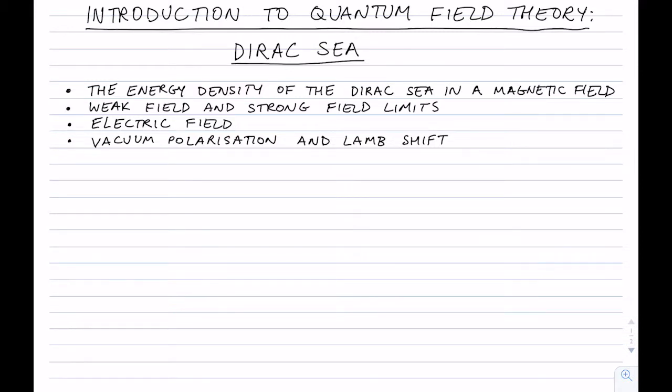Okay, so in this last lecture on quantum field theory, we're going to talk about the Dirac Sea. In the previous lecture, we were able to look at the vacuum expectation value of bosons by thinking about what happens if we had two parallel plates. For the Dirac Sea, we have to do something a little bit different.